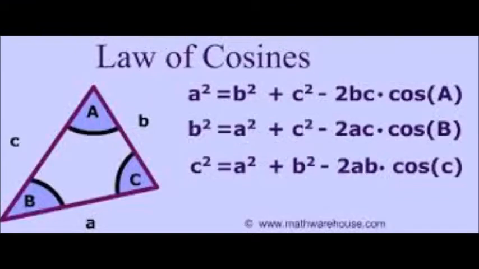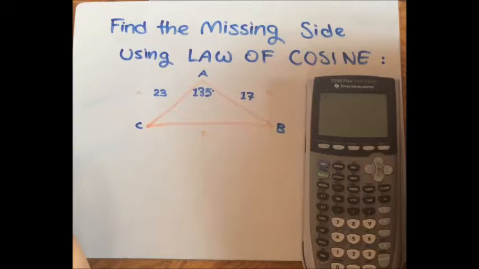Today, we will be learning how to solve law of cosines problems. Here is our first problem. The problem asks you to find the missing side of triangle ABC with the other two sides provided and with the angle of 135 degrees.